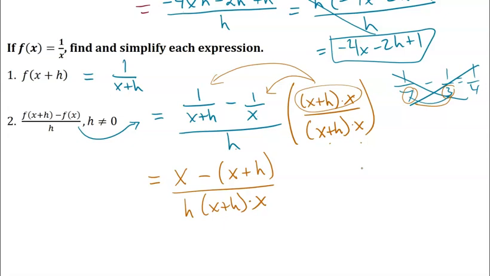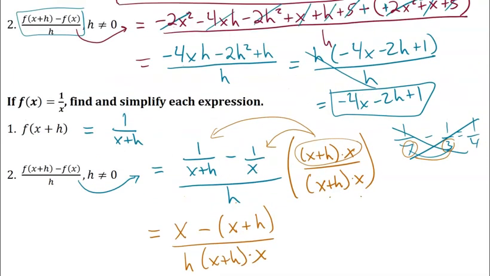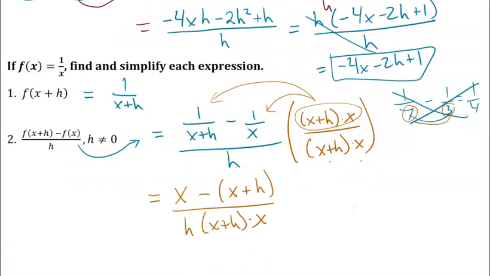Don't worry about distributing that, because remember what I said up here? You always should be able to reduce an h out of the entire numerator to cancel it with the h in the denominator. So I'm going to leave that factored because I'm going to cancel it anyway. Now if I distribute this negative, I have x minus x, which is 0, and then minus h, so this is a negative h, over h times x plus h times x. And now I can reduce that. The h doesn't disappear. It's not a 0. It's a negative 1.